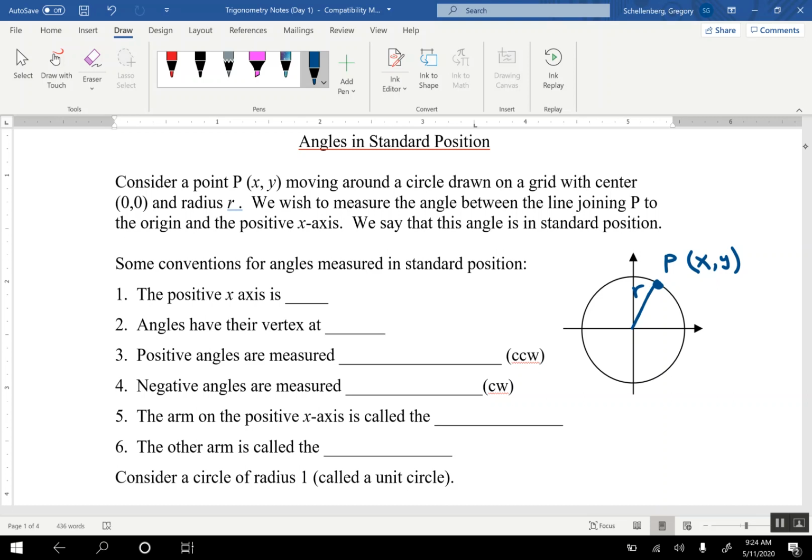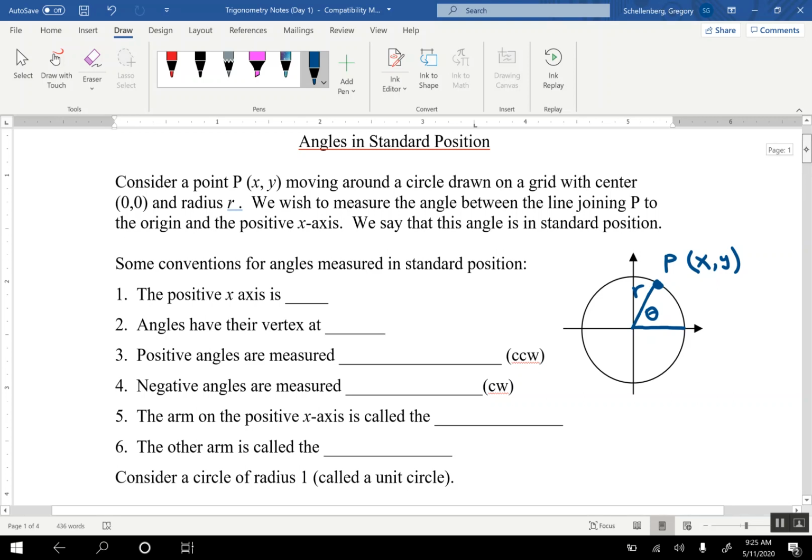So I'm going to color this in as well. Here's the positive portion of the x-axis, and what we see is that we have an angle formed here, which I'm going to call theta. Theta is like the variable x, or any variable really. It just represents typically some unknown angle. So theta is from the Greek alphabet. It just looks like a 0 kind of with a line through it. Okay, so we say that this angle is in standard position.